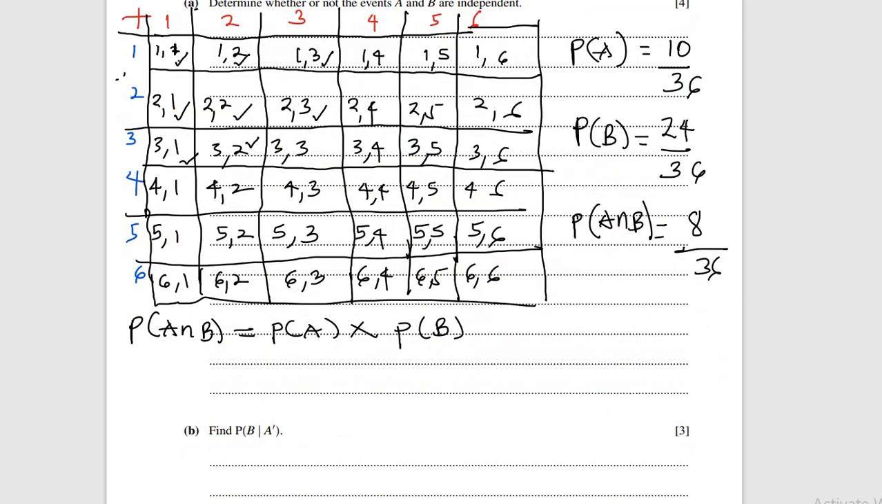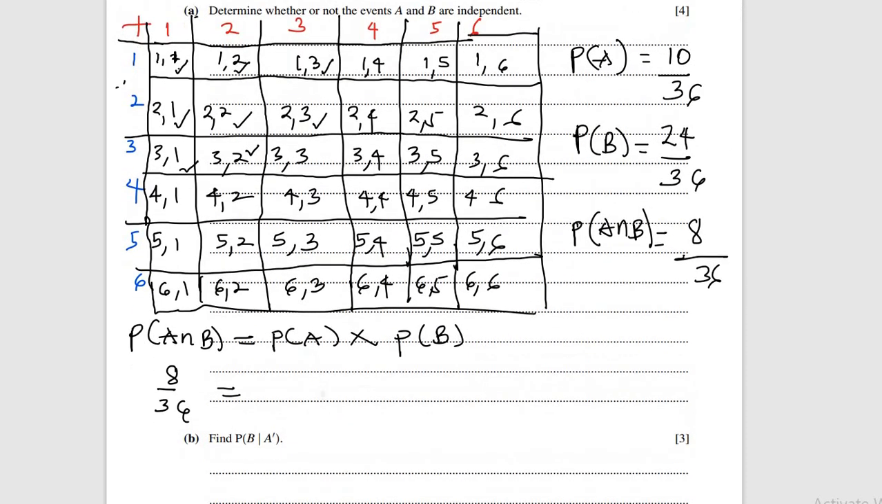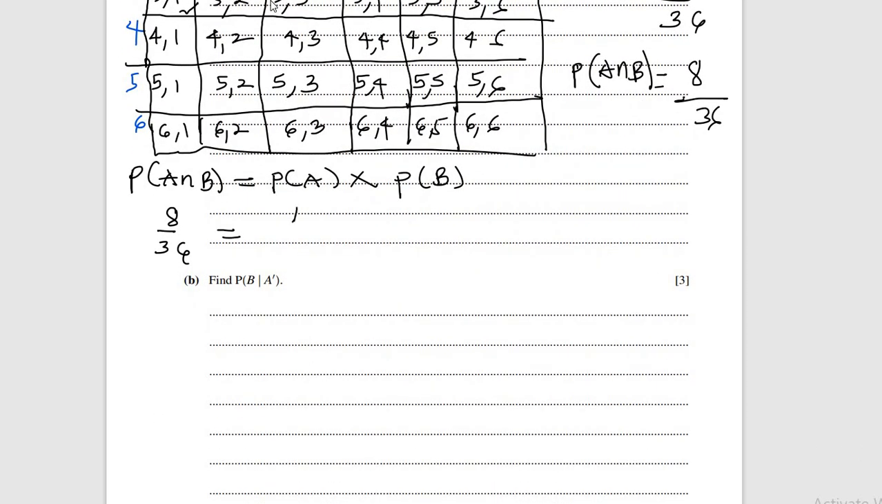Now, the probability of A intersection B is 8 over 36. Probability of A is 10 over 36. Probability of B is 24 over 36.